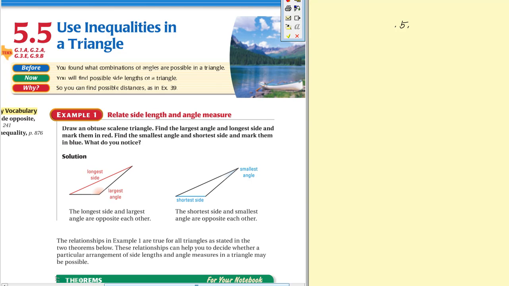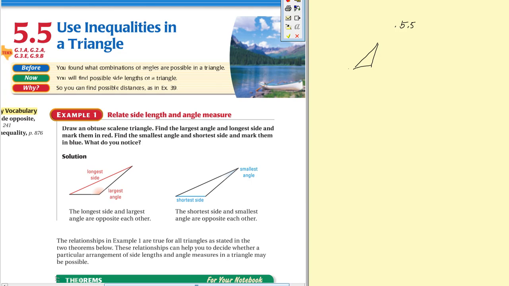Okay, this is 5.5 and we're going to talk about inequalities in a triangle. Look at the two triangles on the left. All this is saying is that the longest side is across from the largest angle and that the shortest side is across from the shortest angle.